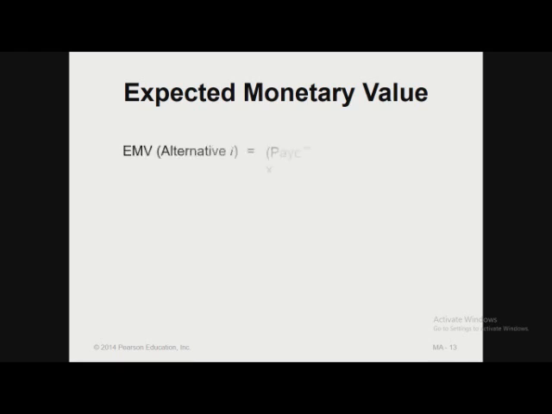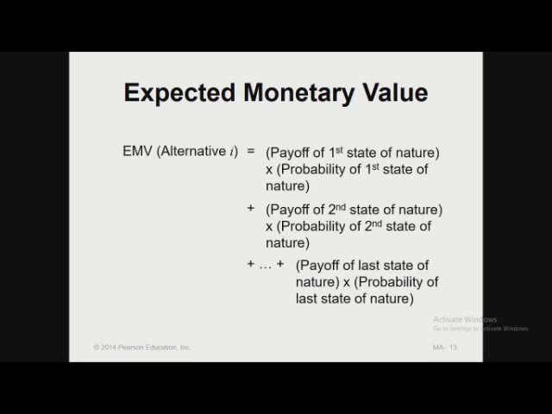So, what's the formula on the EMV? Payoff of the first state of nature. Unsa man ang payoff? Mao na katong gain or loss nga possible nga imuhang ma-attain, times probability of first state of nature, plus payoff of second state of nature multiplied by the probability of the second state of nature. And then, if the alternative is 3 or more, continue lang nato ang equation.